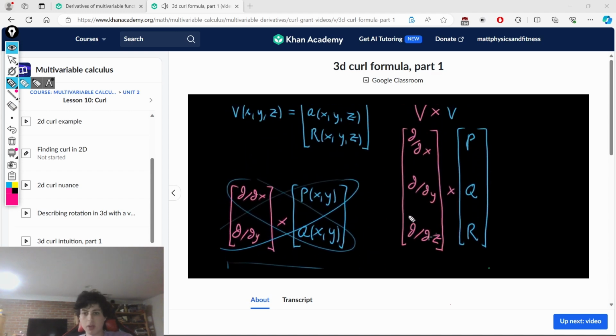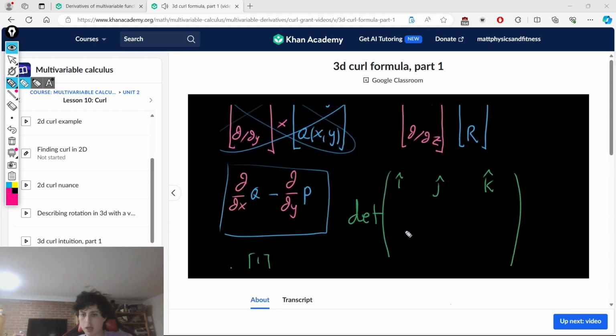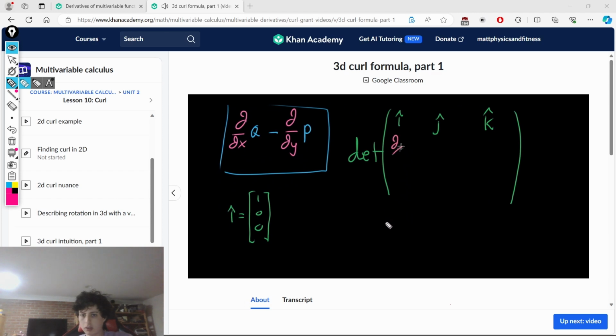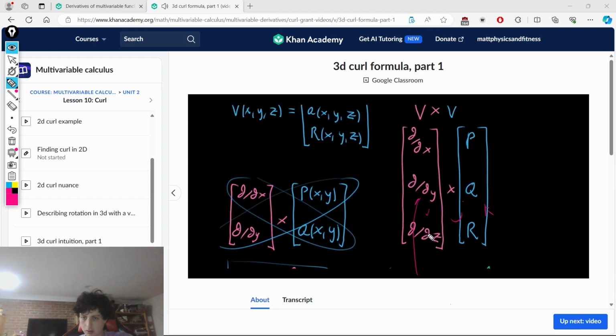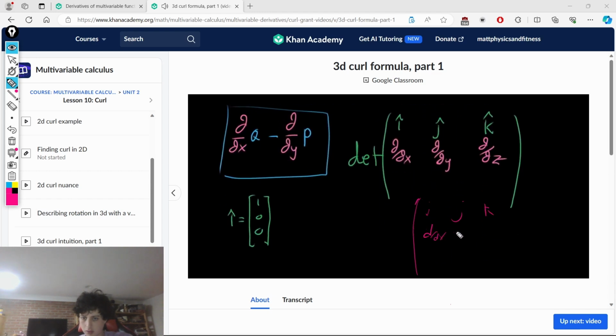And then we're going to take the first vector that we're doing the cross product with and put its components in the next row. So what that would look like is the next row has a partial x, partial y, partial z. You do whatever the first component is first, and then the second component second, and the third component the partial z. And then for the last row, you put in the second vector, which in this case is the vector-valued function p, q, and r. P, which is a multivariable function, q, and r.